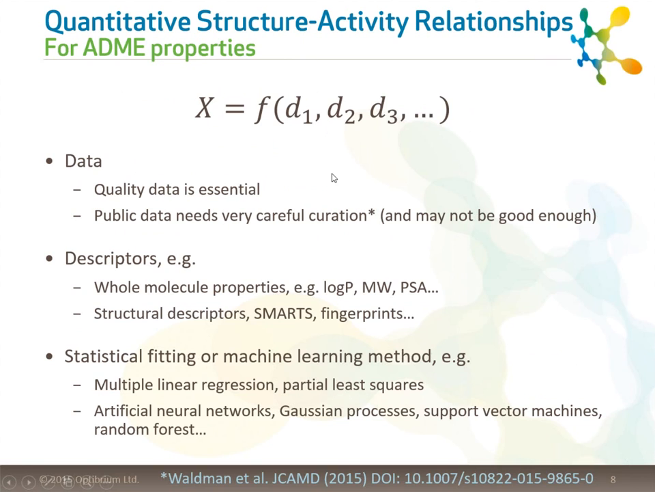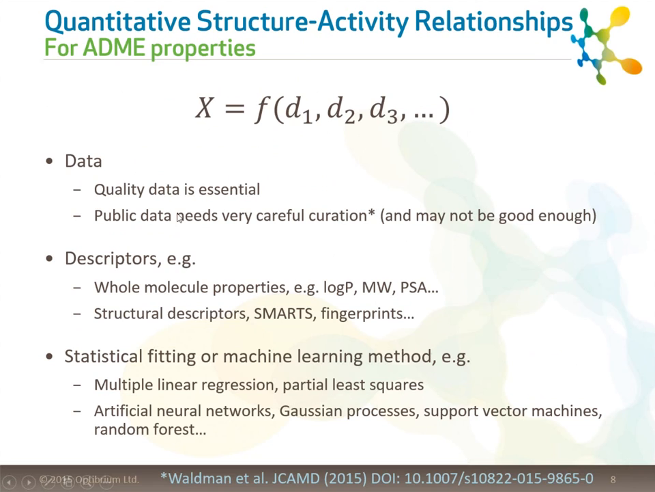The next ingredient, if you like, are the descriptors, these characteristics that are the input to this mathematical function. Again, there are a whole range of different types of descriptors. Very commonly, we look at whole molecule properties like the log P, the molecular weight, the polar surface area, and so on. And also structural descriptors that capture key functionalities and their relationships. They can be represented, for example, as SMARTS or substructure patterns, fingerprints, and so on.